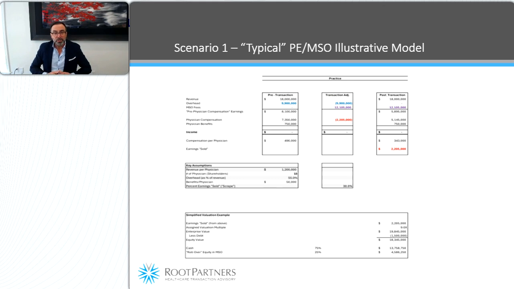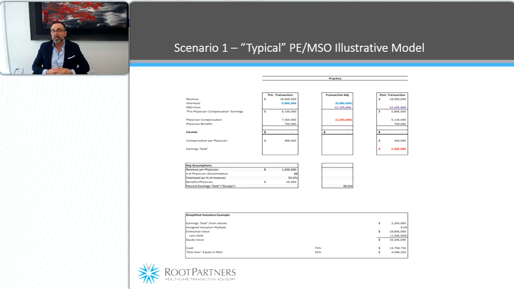Now, you can see here too, there's a couple of additional assumptions. 75% of that is taken in cash, and the balance of 25% is taken in what's called rollover equity. Essentially, and I'm going to have Ragini touch on this in a minute, this is rollover equity in the MSO. Because of the corporate practice of medicine regulations, the private equity cannot own an equity interest directly in this practice, but they can own it in the MSO. So post-transaction, private equity will own in the MSO, and the shareholder physicians who sold will take a portion of their purchase price and own it as equity in the MSO, because everybody's essentially got skin in the game.